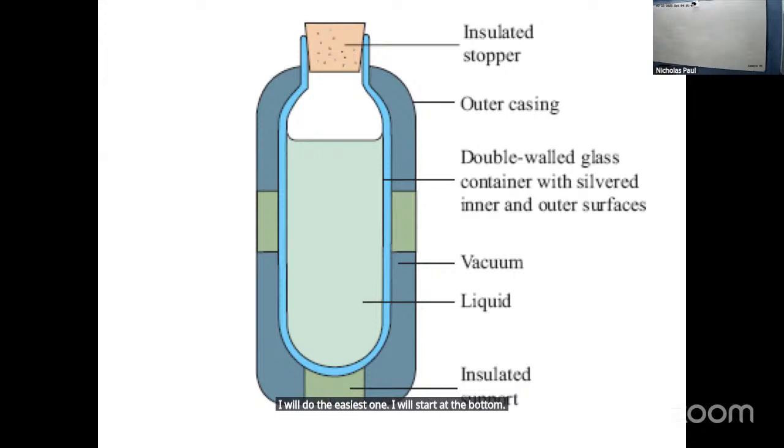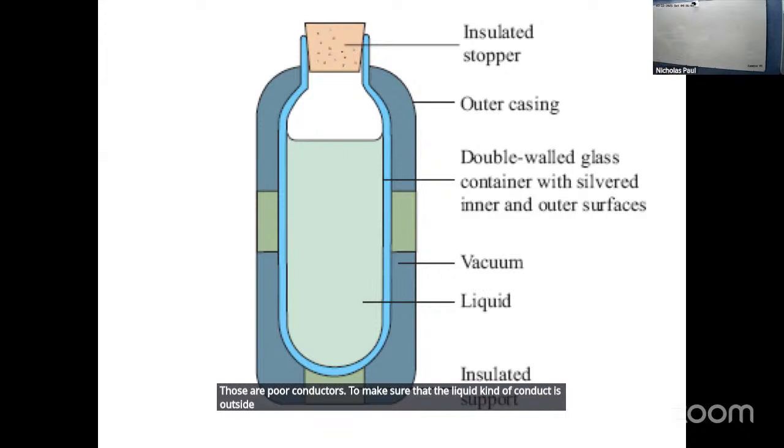What does an insulated support do? Stops heat loss by conduction. An insulator is a poor conductor. So it makes sure that the liquid cannot conduct heat outside. Okay, so that's the purpose of the insulated support.